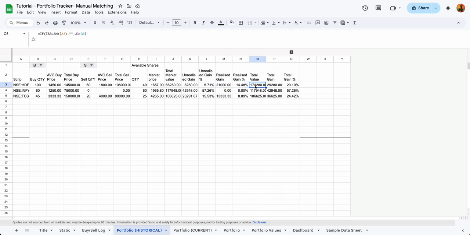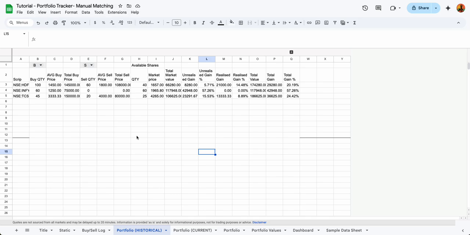The total value is equal to the sum of total sell price and the total market value. Total gain is the sum of total sell price plus total market value minus the total buy price. Total gain percentage is again the total gain divided by the total buy price. This will give you the historical performance of your individual stocks in your portfolio across multiple years.